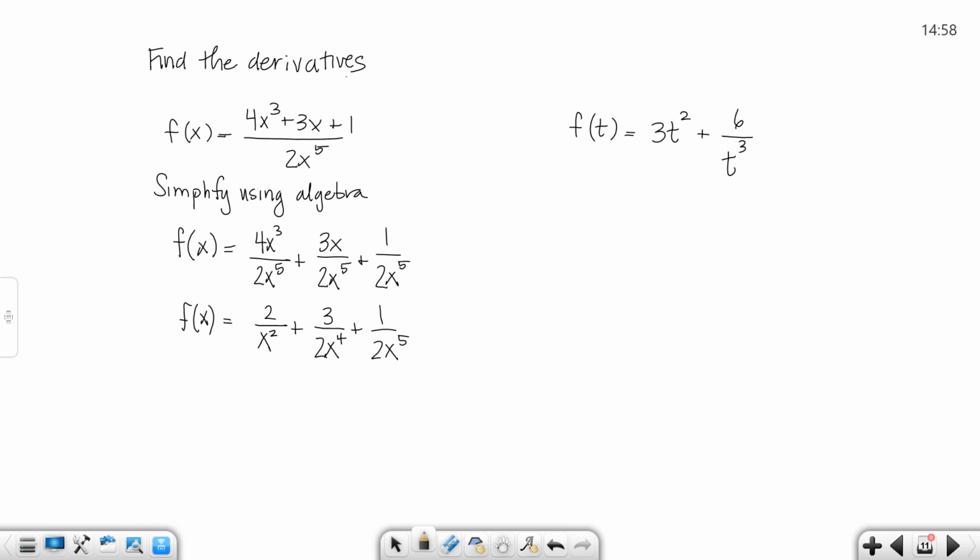Now, I still can't use calculus yet because the x's are in the bottom. So if I rewrite it one more time, I'm going to get 2x to the negative 2 when I bring that up. This coefficient is just a 3/2, so I'll keep that in front. When the x comes up, it would be x to the negative 4th. And this would be a 1/2, that's that coefficient. When you bring the 5 up, it becomes a negative 5.